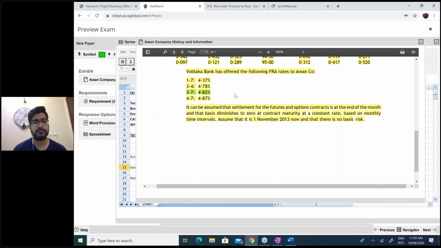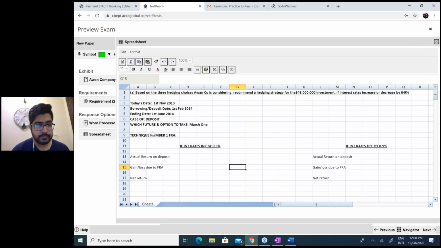This green highlighted one. Why? Again, this is not possible to do without looking at the dates. That's why I wrote the dates first. Today's date is 1st November. I plan to borrow or deposit on 1st Feb, so after 3 months, till 1st June. 1st Feb to 1st June is 4 months. So after 3 months for 4 months, the relevant FRA is 3-7 at 4.82%.